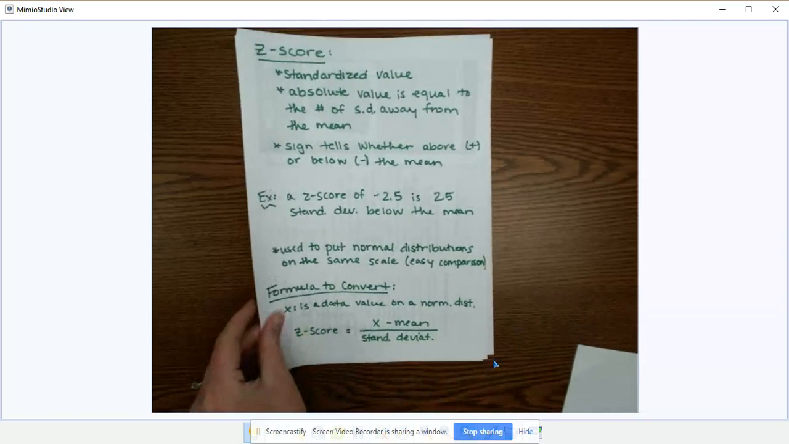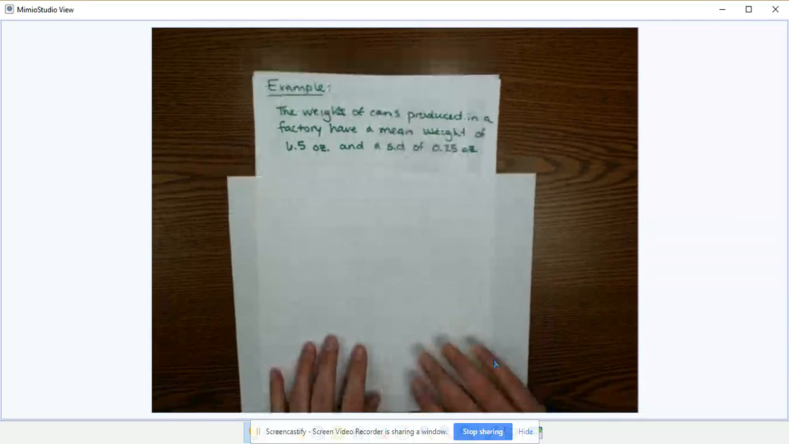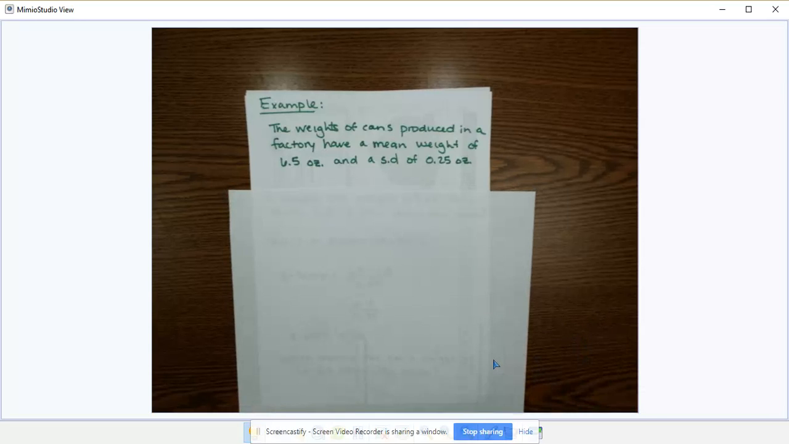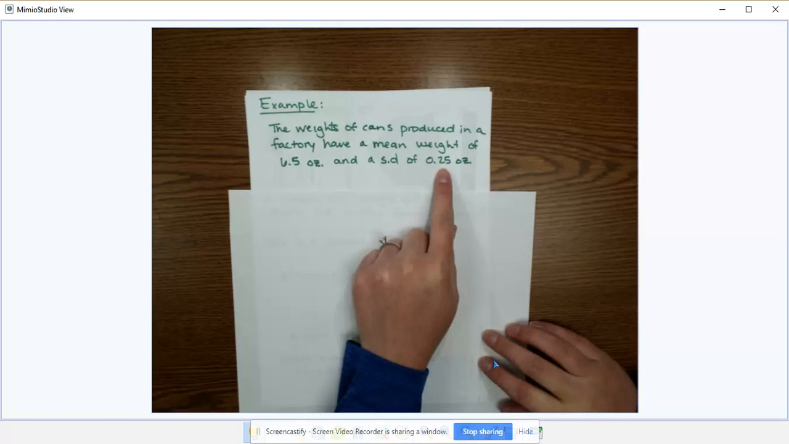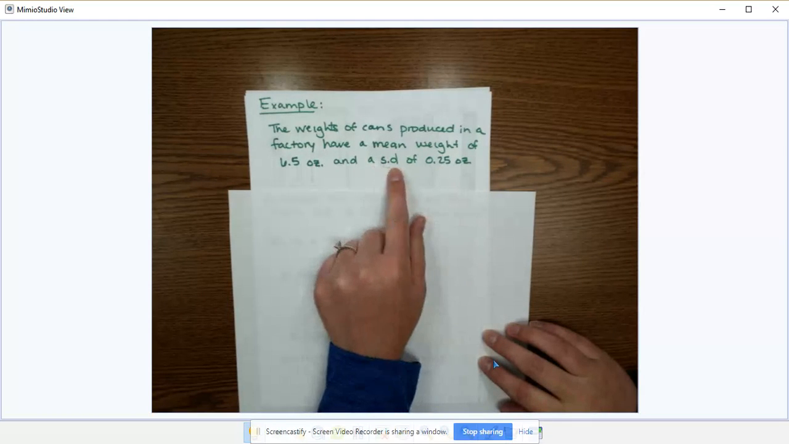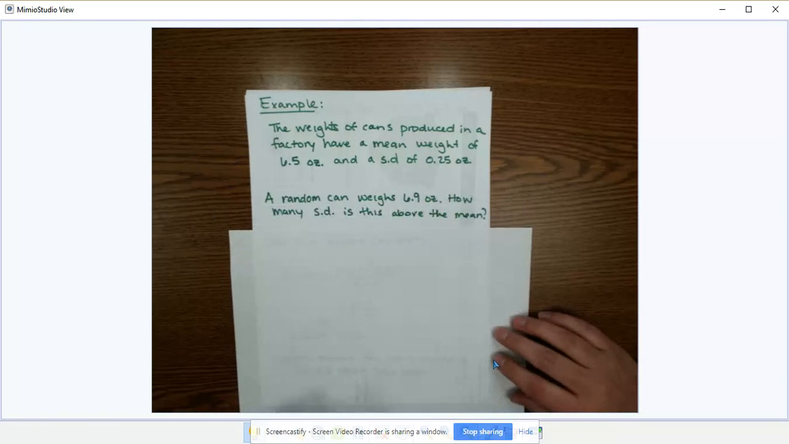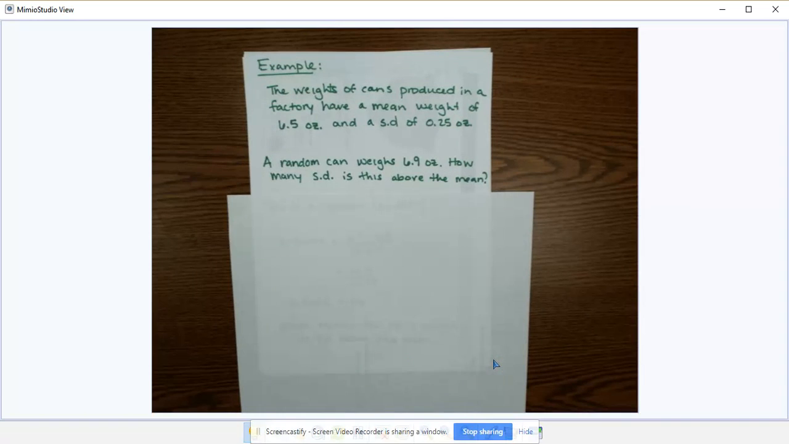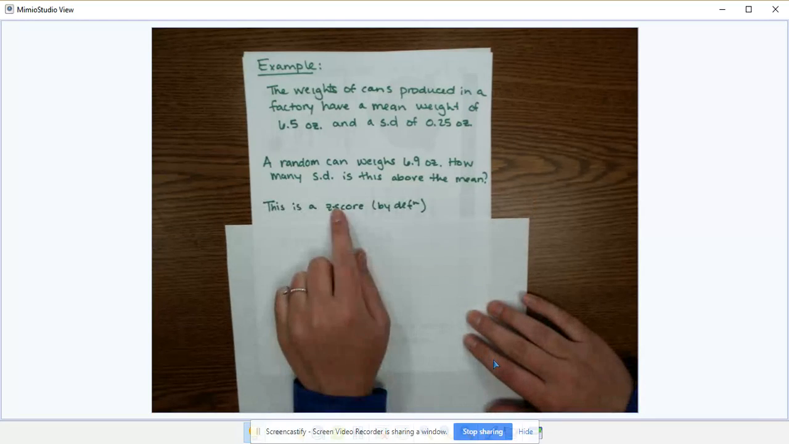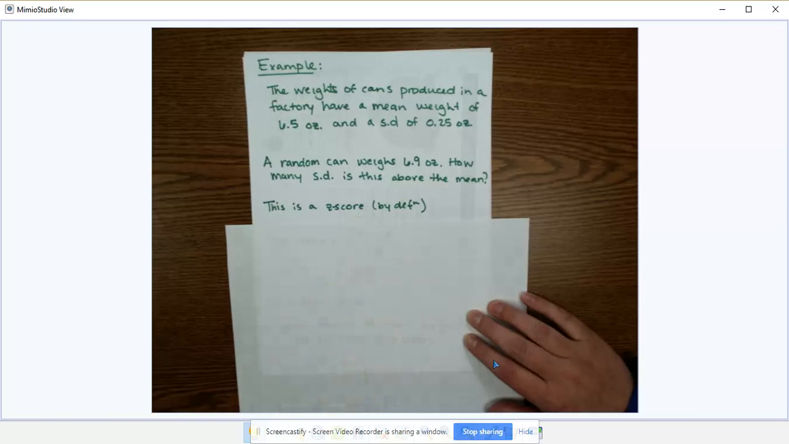So we'll do an example. If we're at a factory and the weights of a can have a mean weight of 6.5 ounces and a standard deviation of 0.25 ounces, we're going to be asked some questions. Anytime you see this SD, that just stands for standard deviation. So we pick a random can, it weighs 6.9 ounces. We want to know how many standard deviations is this above the mean? Well, asking about standard deviations away from the mean automatically tells us that it's a standard normal distribution, which means that it's a z-score by our definition on the previous page.